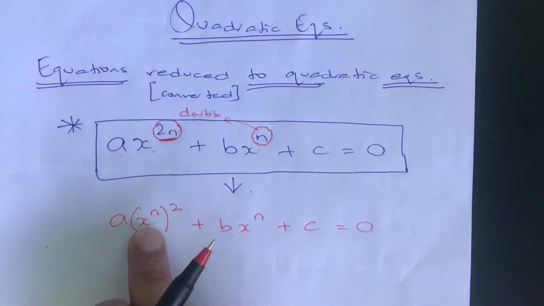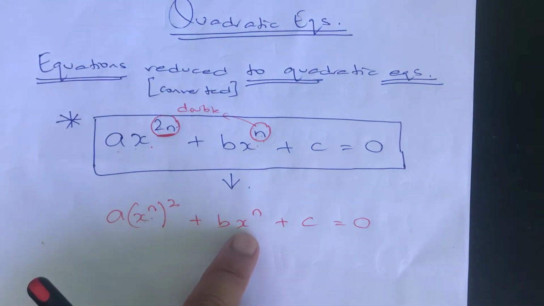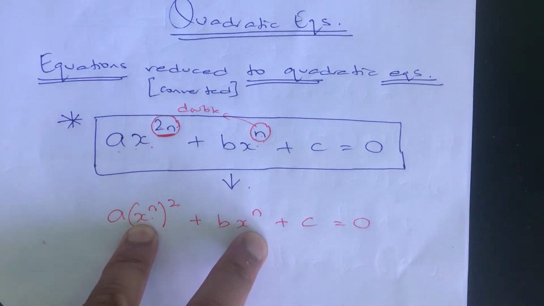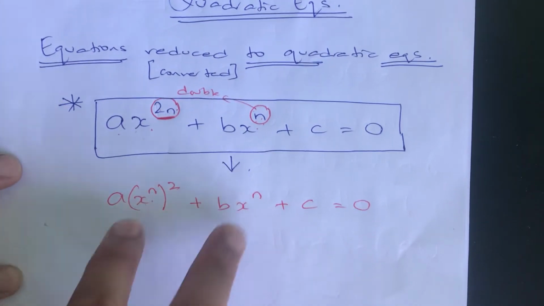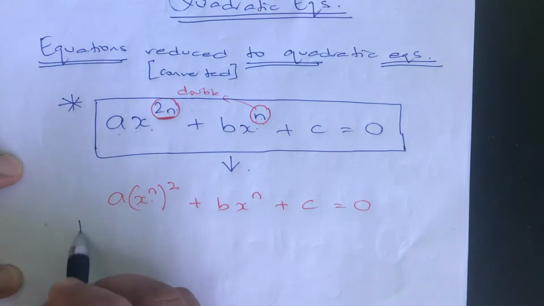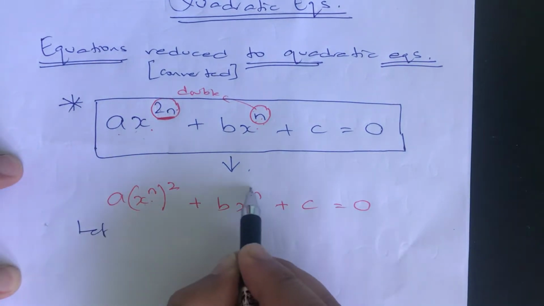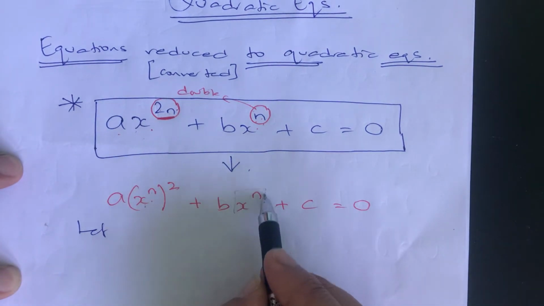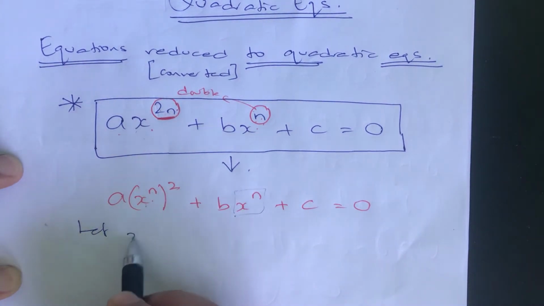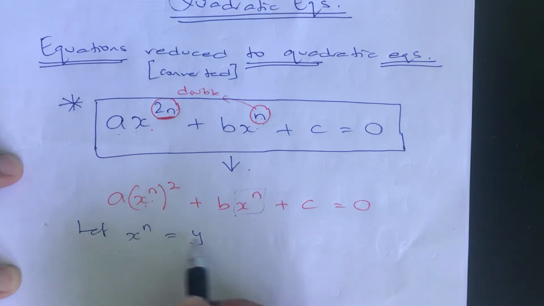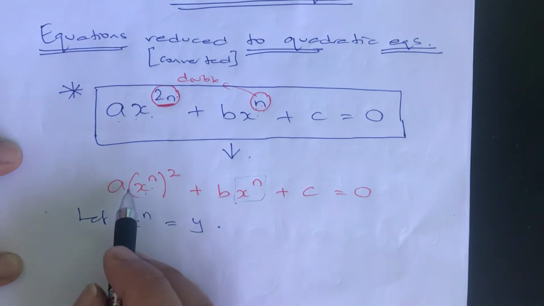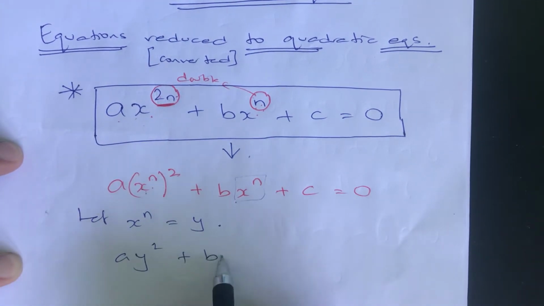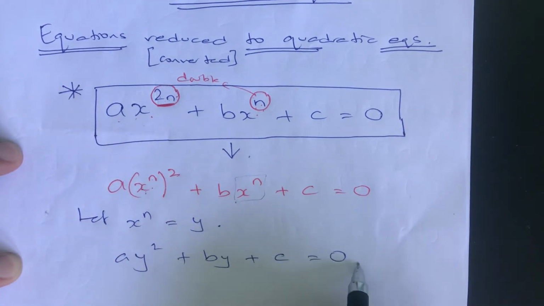Now why are we writing in this form? We want to make this value and this value inside the bracket exactly the same. And once I have them in the same form, all we have to do is let whatever this is, this one or this one, be equal to y. Once I get this as y, I can write this as a y squared plus b y plus c is equal to 0.